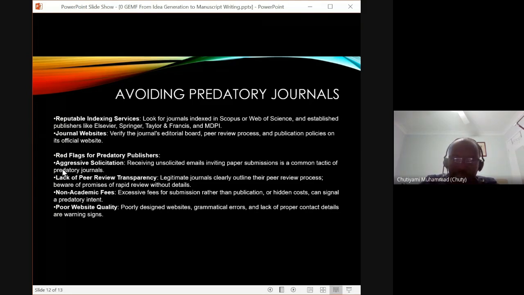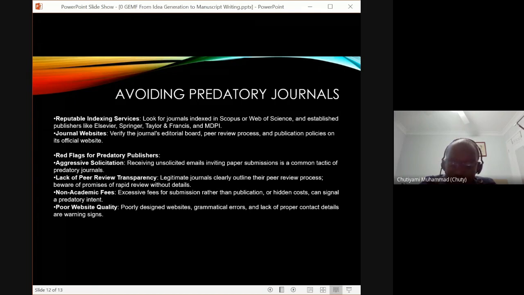So most of the time, if you see a journal just sending you emails like, okay, send us a paper, which you didn't request, and they just found your email somewhere, question them and check the journal website to ensure that it's authentic. And if you are confused, check whether it's indexed in these two organizations again.